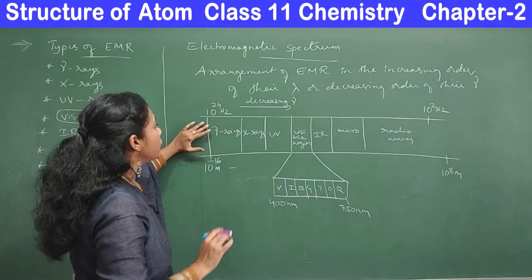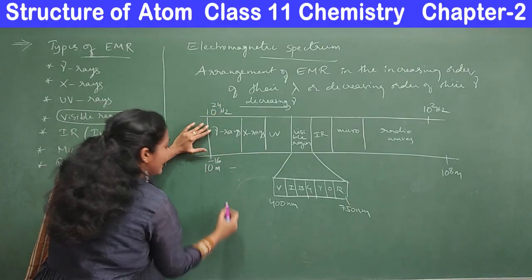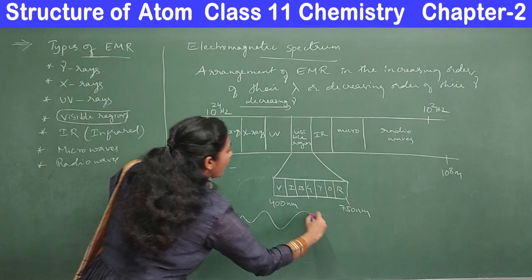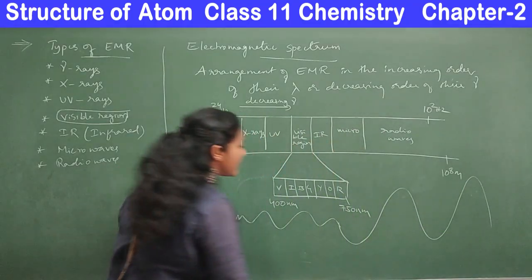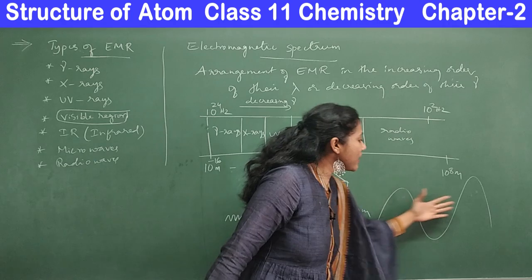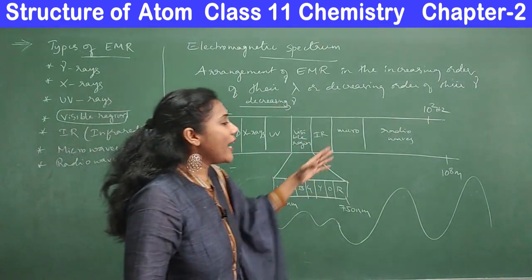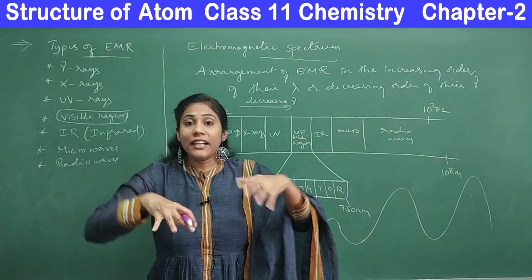Okay, so you can just observe that these rays have very high frequency and less lambda, so they are actually the smaller waves. And radio waves are much bigger waves. They have maximum lambda and minimum frequency. Okay, so actually radio waves have a size just like a tall building.